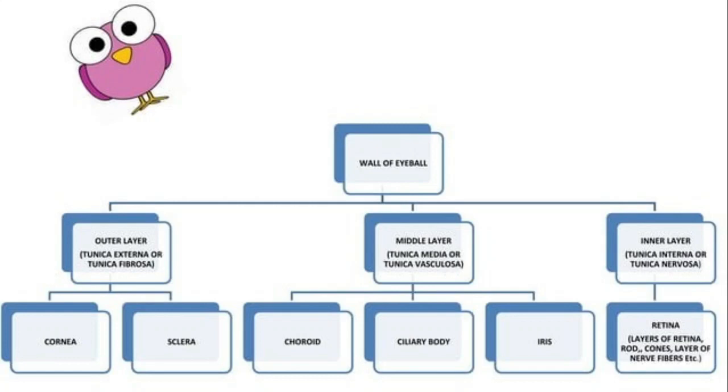Here is showing the wall of the eyeball that is divided into three parts. First one is the outer layer, second one is the middle layer, and the third is the inner layer. The outermost layer is further divided into two segments, that is the cornea and sclera. The middle layer, also known as the tunica vascular layer, is also made up of three parts: the choroid, ciliary body, and iris. The innermost layer is also known as the retinal layer.